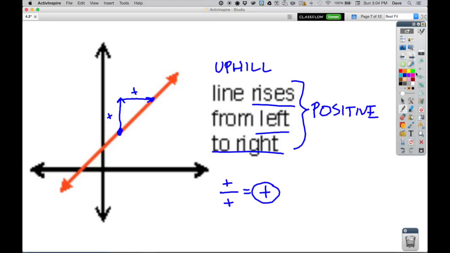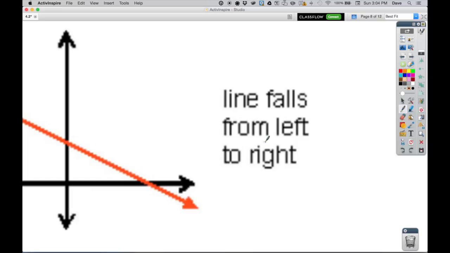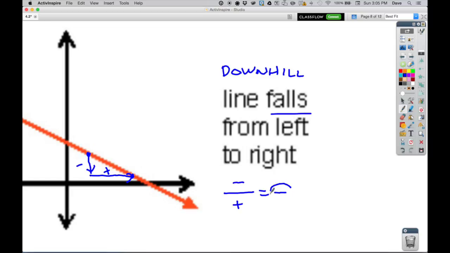Okay, as opposed to this situation where if I'm going left to right again, the line falls, or as I like to think of it, it goes downhill. So any downhill line, if I again just pick two random points, the rise to get from here to here would be negative, and the run would be positive. So if I put that in slope form, rise divided by run, that would give me a negative answer. So anything downhill from left to right, we say it has a negative slope.